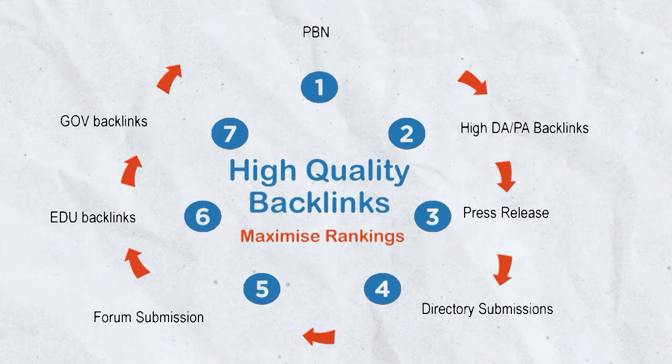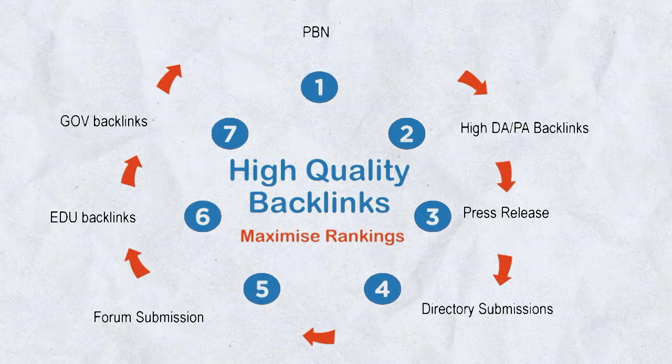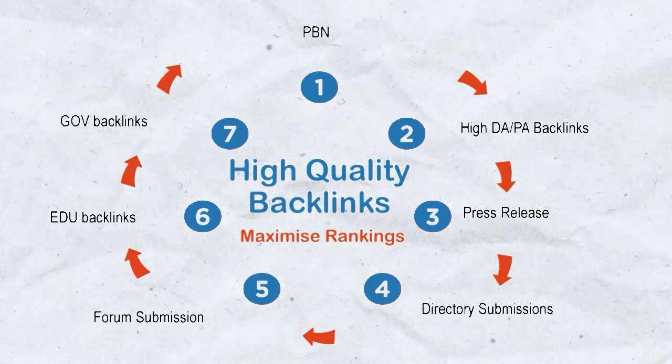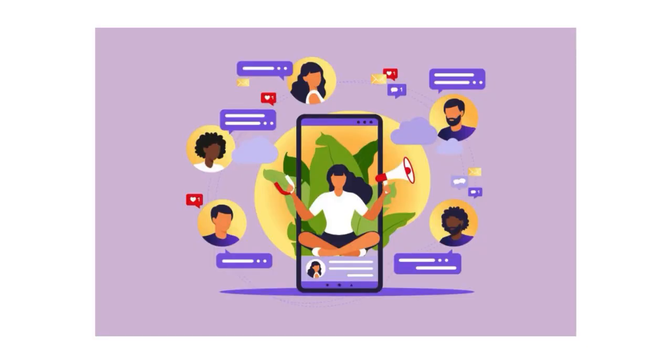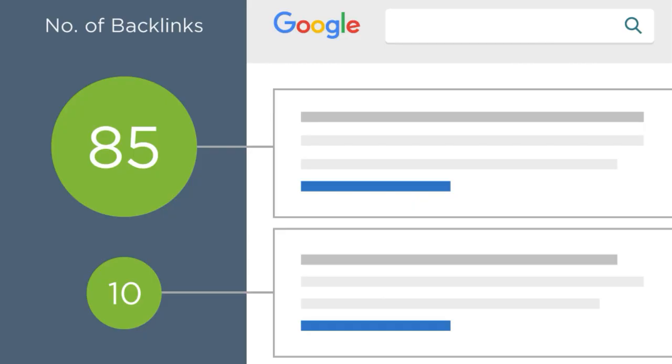Step 5. Link building. Build high-quality backlinks from reputable websites. This can be done through guest blogging, influencer outreach, or creating shareable content that others will link to. Backlinks are a strong signal to search engines that your site is credible.